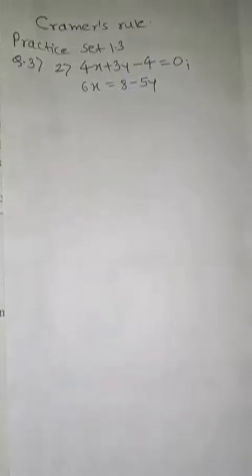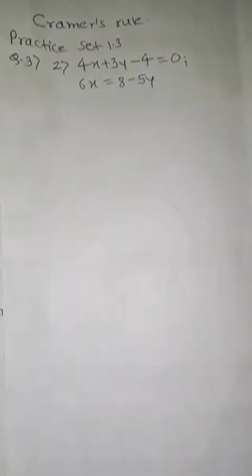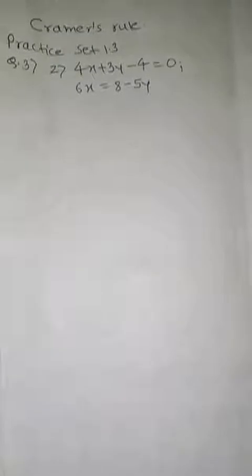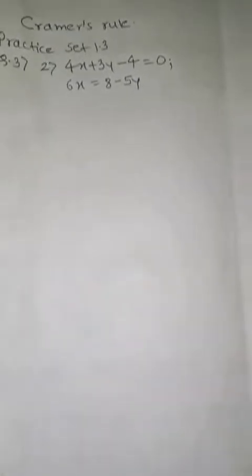Today we see how to solve simultaneous equations by using Cramer's rule. Practice set 1.3, question number 3, second problem. 4x plus 3y minus 4 is equal to 0. 6x is equal to 8 minus 5y.